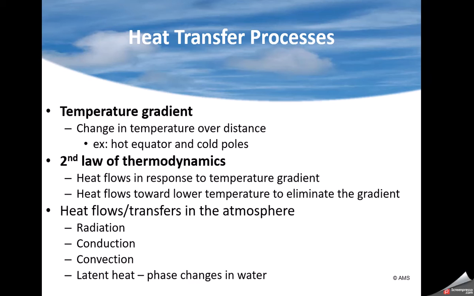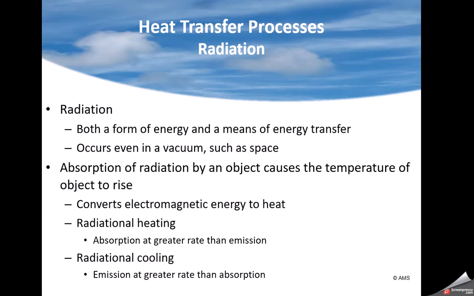But there are different ways heat can flow within the atmosphere too: radiation, which we talked about a lot in the earlier one, conduction, convection, and latent heat. Radiation is just energy moving along as waves, transferring across areas.